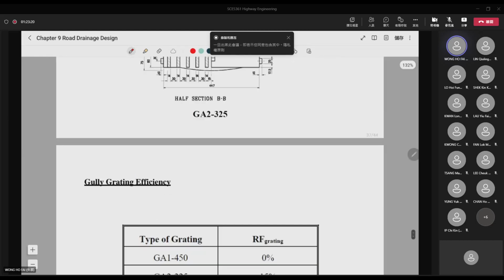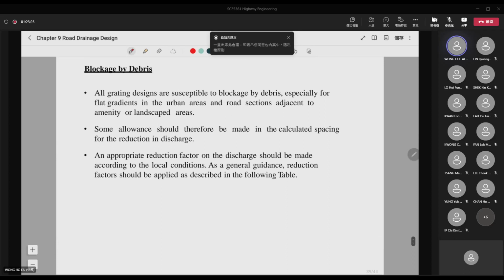So for here, you also need to consider the debris coefficients. And for the debris, it depends on the area, whether it is in a black spot, or in some amenity areas, or in some landscape areas. Because in some black spots, like in the market, there may be more rubbish. So it depends on the location. In the guidelines, they give different reduction factors for the blockage by the debris.